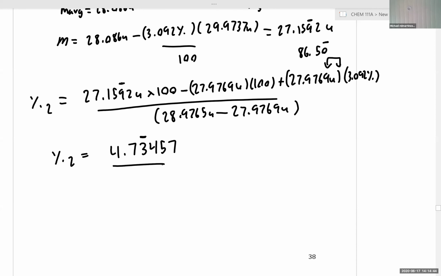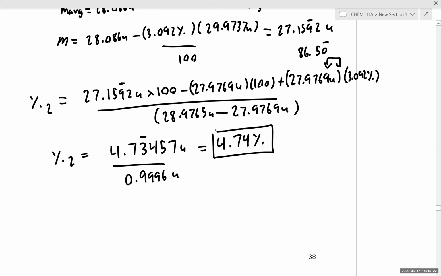For this bottom calculation, we have 28.9765 minus 27.9769. And that gives us 0.9996 AMU. So at the end of this, we're only allowed to report 3 sig figs. And that in turn gives us a percentage of isotope 2 of 4.74%.